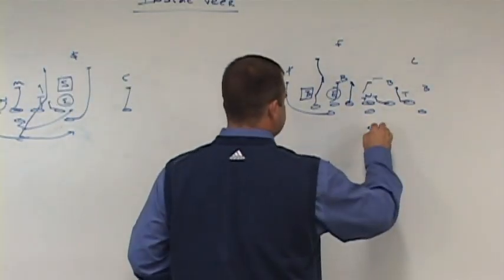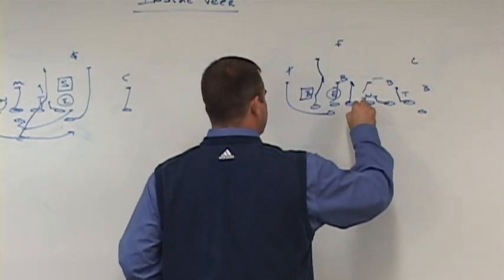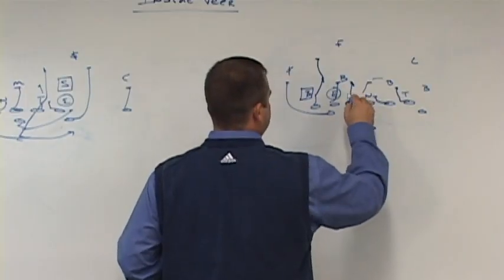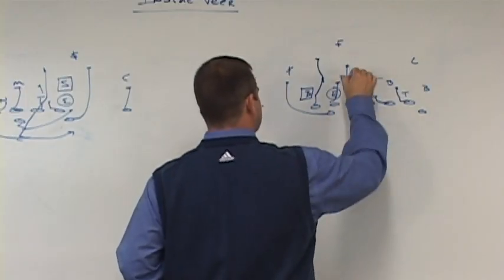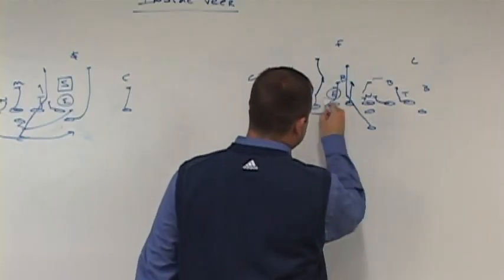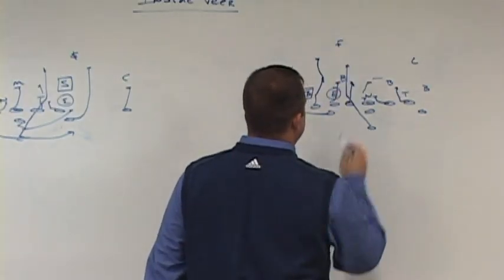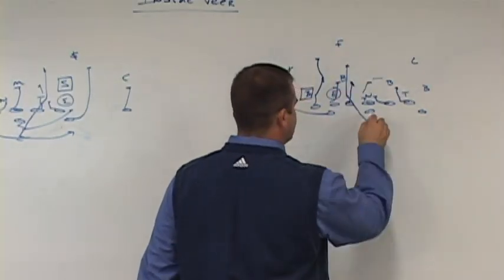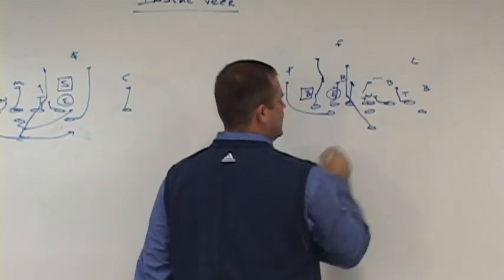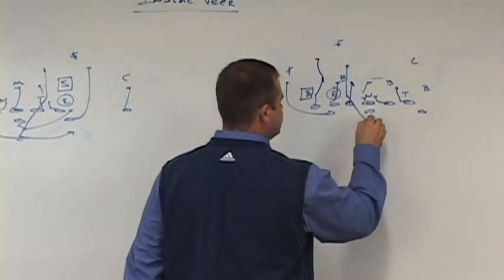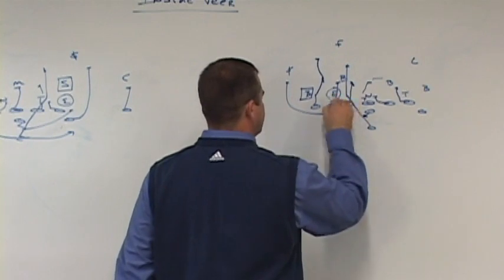Again, now we're running inside veer. The path here is inside hip of the guard. Okay, we don't have this, so as soon as this closes down, we're looking for that vertical cut. If he goes wide, get vertical as fast as you can off the blocks at the second level. Running inside veer to the left, now the quarterback has that 7 o'clock step. We're riding that thing, reading this one.